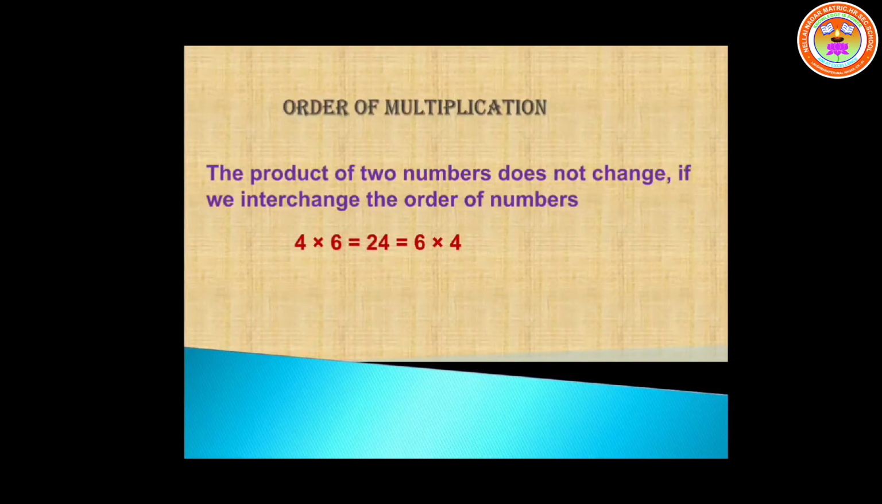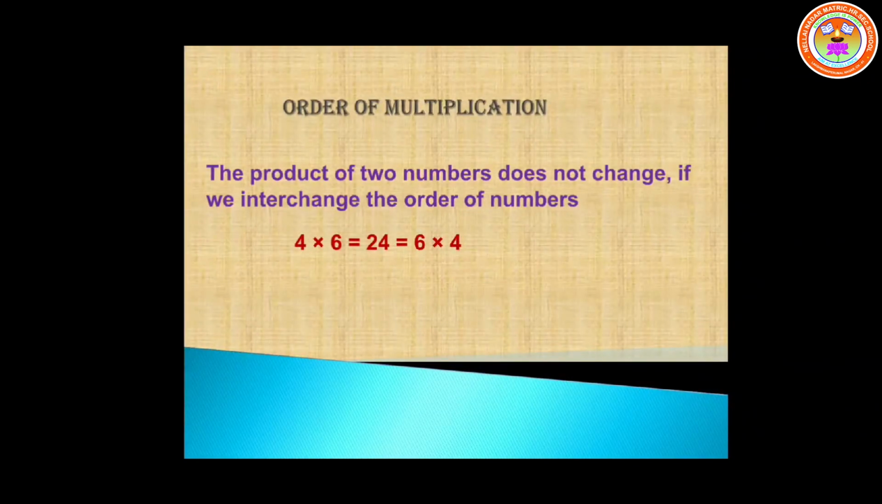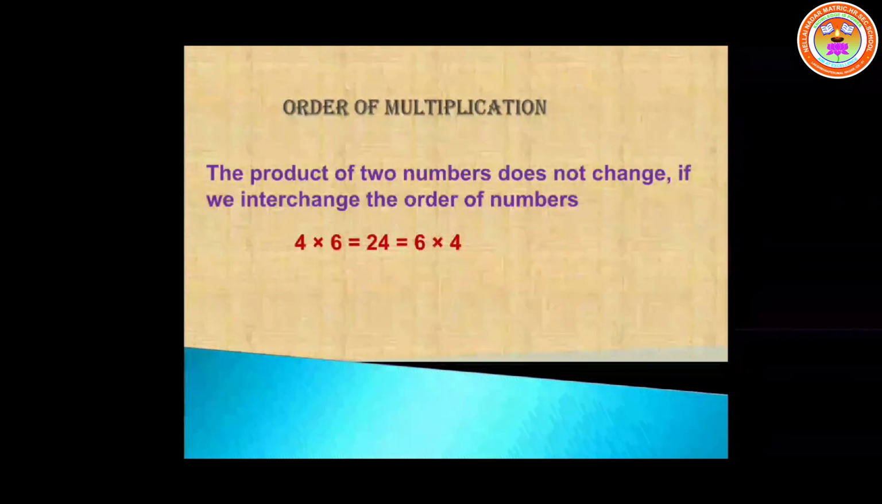First I took 4 into 6. Now I have changed the order as 6 into 4. What is 6 fours? 24. So the statement says that if I take two numbers and multiply, and again if I interchange the numbers and multiply, the answer is the same. So order of multiplication states that the product of two numbers does not change if we interchange the order of numbers.